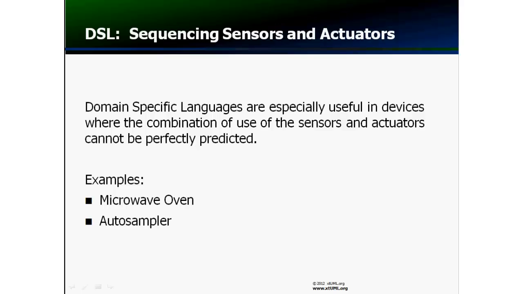And so the portions that can be predicted, the fact that the cabinet needs to be heated and the food needs to be spun on the inside, can be implemented in the hardware and software of the system. Still, a means needs to be supplied to the user to sequence that activity, and thus the idea of a domain-specific language for a microwave oven is useful. Another example is an autosampler.